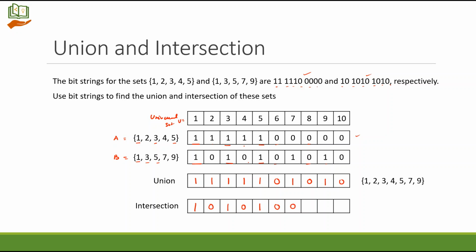What about 0 and 0? You don't have that element. 0 and 1, there is no common element here. What about 0 and 0? The element is absent here. So the intersection operation result will be the set 1, 3, 5.